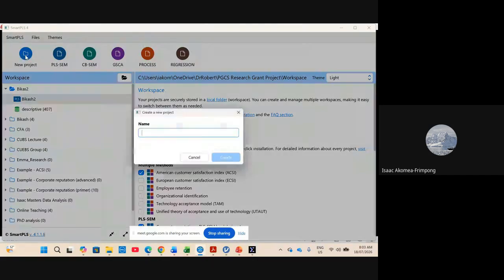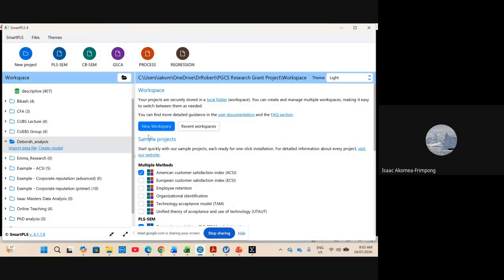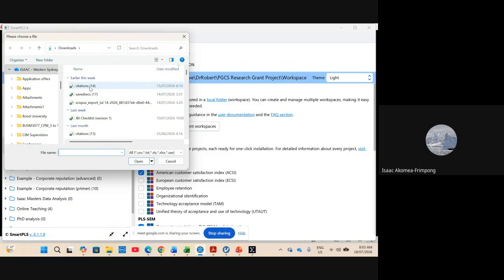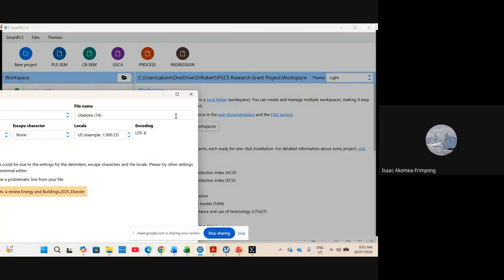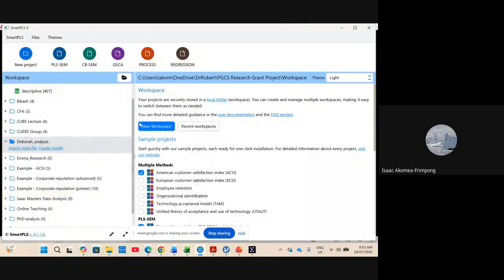What do you do? You click on new project. You have to put your name, or you have to put a new project name there. So somebody like Deborah. This is just an example. Then you click OK. Once you click OK, this is how you start. It will ask you to import your data file. So wherever you have saved this, you just import the data.